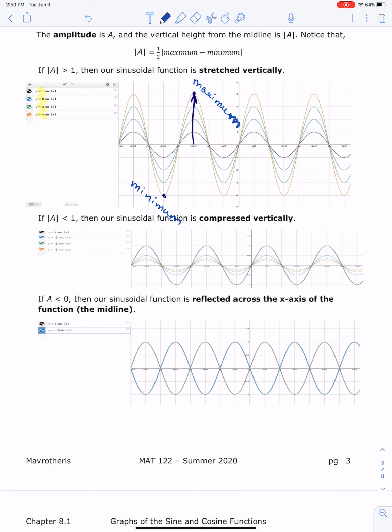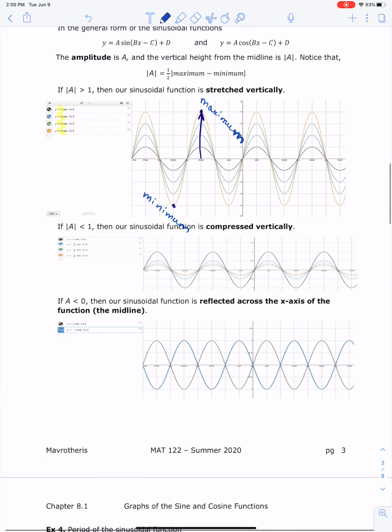Okay. Last thing we definitely want to talk about, if a is less than 0, so before we were talking about the absolute value of a, if a is actually negative, it's going to do what you think it should do. It's going to reflect the function across the x-axis. Now, when I say it reflects across the x-axis, that is before we translate vertically, up or down. Okay, so we're reflecting across the middle. Then if we've got to translate, we're going to move up and down after we reflect that.